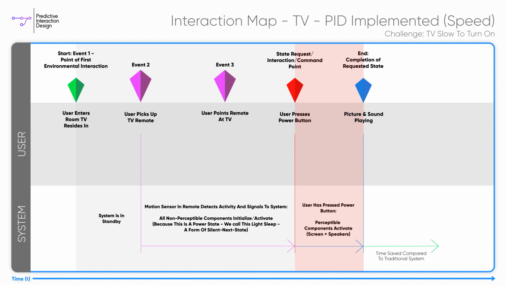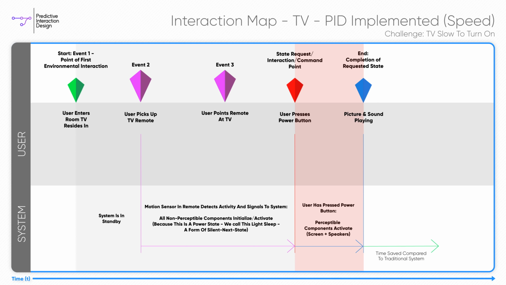Now we can see here that we've got 3 things that happen that we could measure, right, before the user interacts. We've got event 1, which is that point of first environmental interaction, and that's when the user enters the room the TV resides in. Then the user picks up the TV remote, and then they point it at the TV.